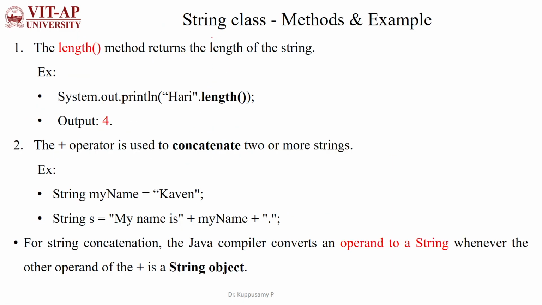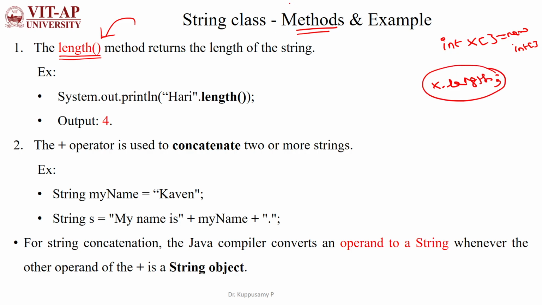And here we have so many methods in the String class. We will see the examples one by one. If you want to check the length of the string, then we can use the length method. Initially, for a primitive data type variable, suppose I have an integer array x like this, then we use the x dot length attribute. But when you are using the String class, you should use the length method.